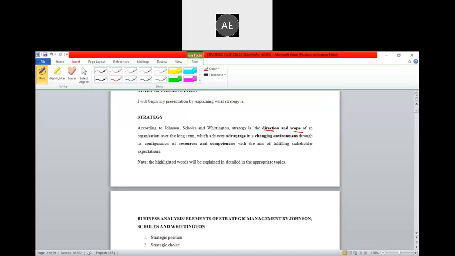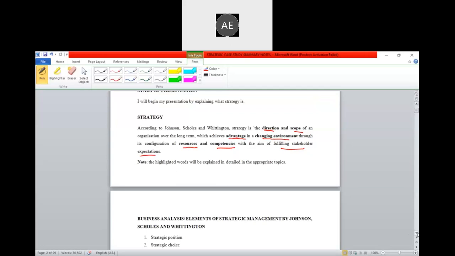Of an organization over the long term, which seeks to achieve advantage or competitive advantage in a changing environment through its configuration of resources and competencies, with the aim of fulfilling stakeholders' expectations. Have you seen the underlined words? We will talk about them. In fact, this makes up strategy. So we take them one after the other.